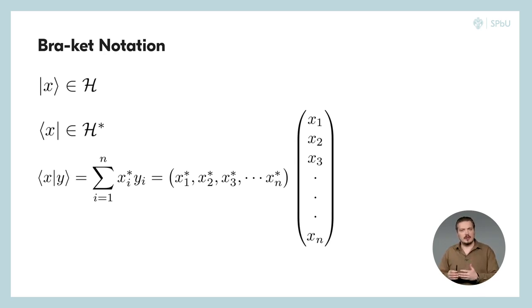Third, the elements of H star are denoted as bras, and we choose to represent them as vector rows with conjugated coordinates. This representation allows us to define the inner product of vectors x and y as a matrix multiplication of row bra-x and column ket y. Vector row bra-x is called the Hermitian conjugate of the vector column ket x.